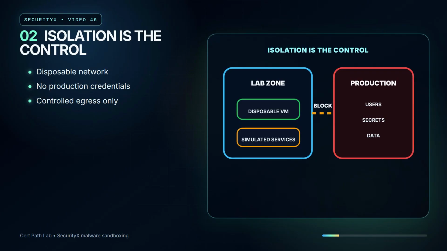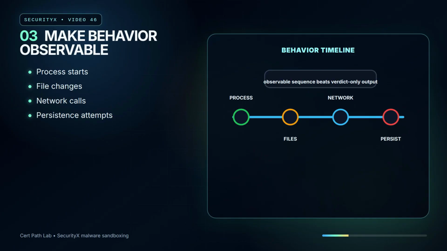A sandbox should not share production credentials, direct routes to sensitive systems, or unmanaged internet paths. If the sample escapes, phones home, or steals a token, the blast radius should still be a lab environment, not your enterprise. A useful sandbox does not just say malicious or benign, it shows behavior.